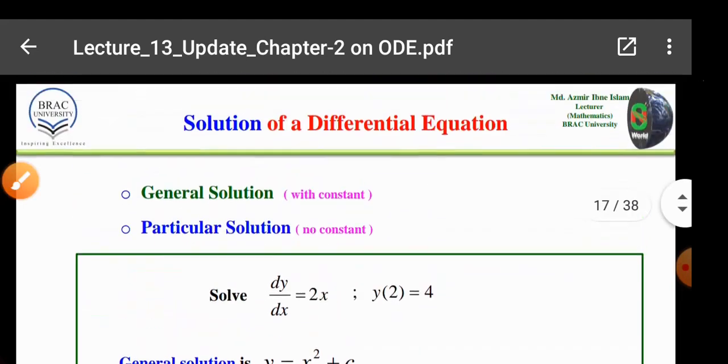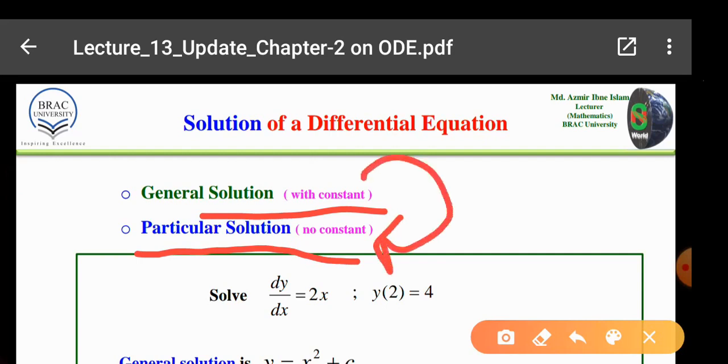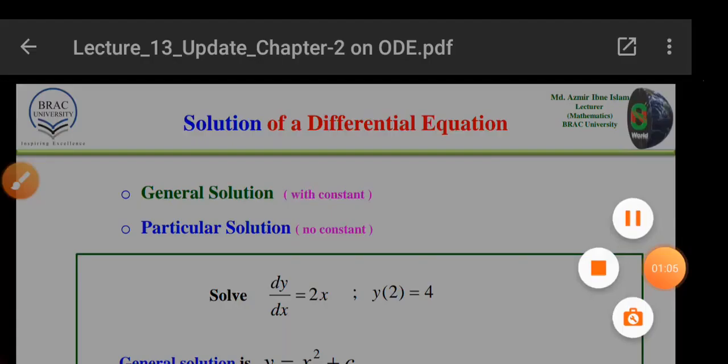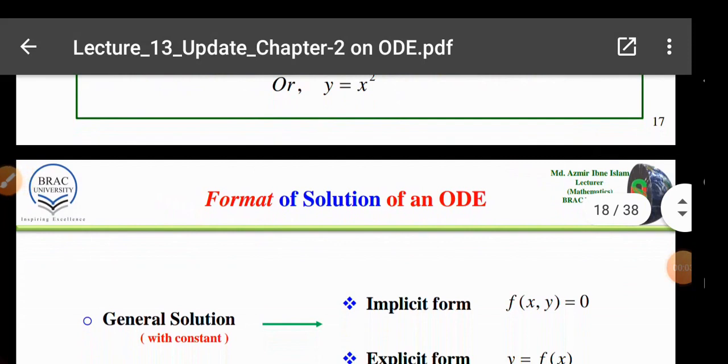That means we can summarize this way: a general solution always contains a constant, and a particular solution can be found after removing that constant with the help of an initial value or boundary value. Now we have to focus on the format of the solution.